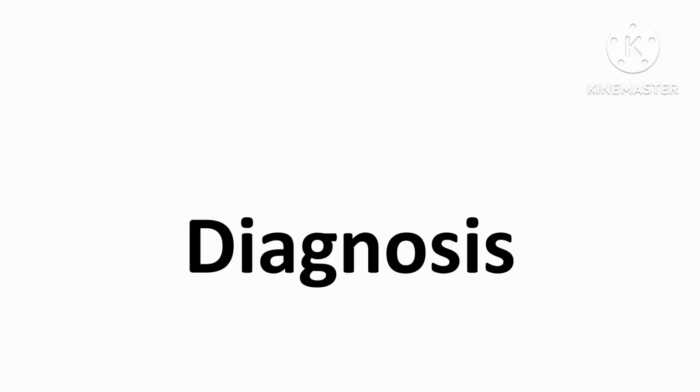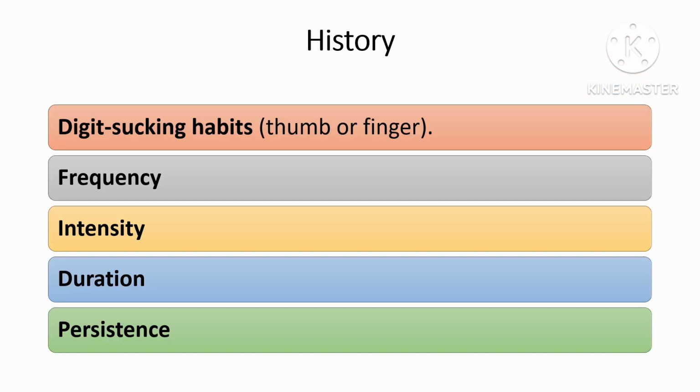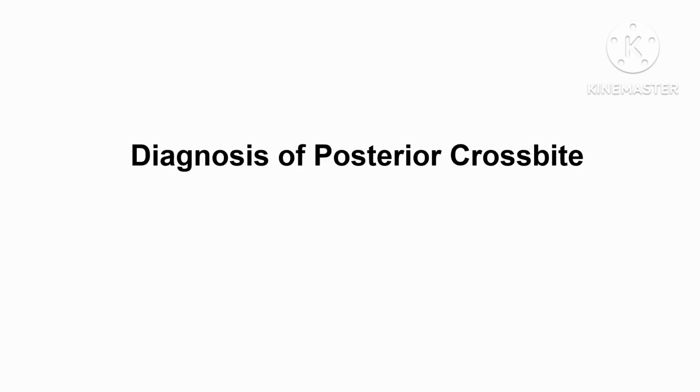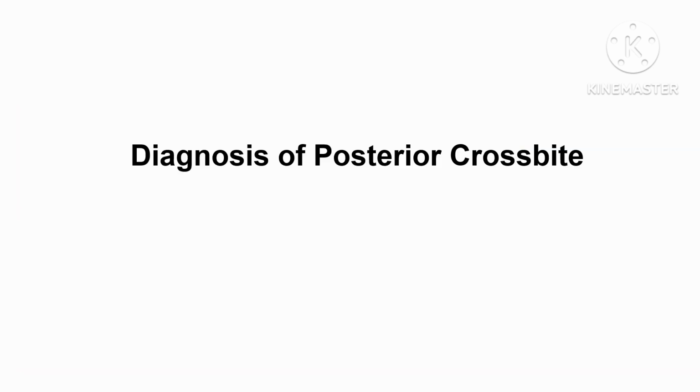In the diagnostic evaluation of posterior crossbite, it is of utmost importance to take a good history, with particular attention to deleterious oral habits such as thumb or finger sucking. The clinician should assess the habit in terms of frequency, intensity, duration, and persistence. Prolonged or forceful sucking can lead to transverse maxillary constriction and lingual tipping of mandibular posterior teeth. The correction of oral habits is a must if we want to prevent relapse after the correction of posterior crossbite.